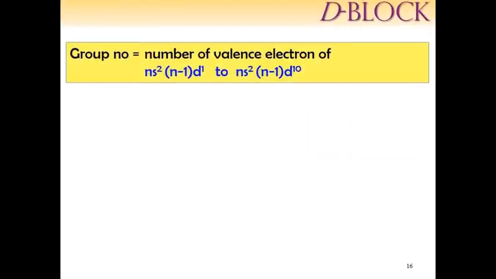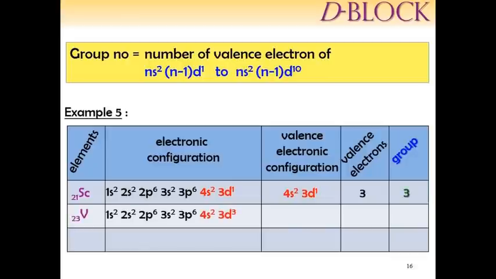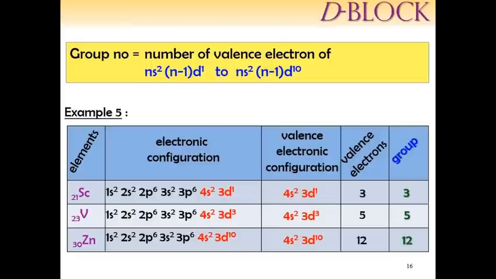For elements in the D block, the group number is equal to the number of valence electrons of ns2 (n-1)d1 to ns2 (n-1)d10. Example 5, we have a few elements in the D block. We have scandium, vanadium, and zinc. The electronic configuration of scandium is 1s2, 2s2, 2p6, 3s2, 3p6, 4s2, 3d1.